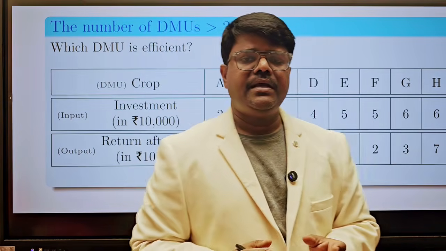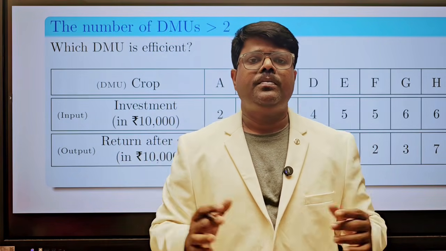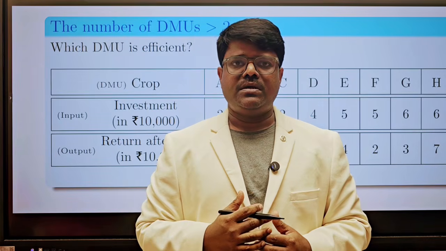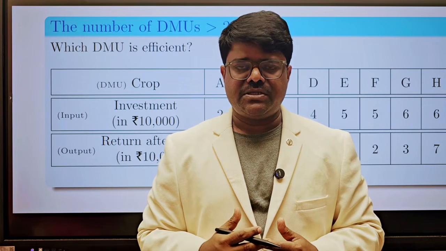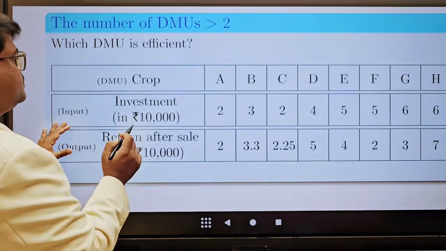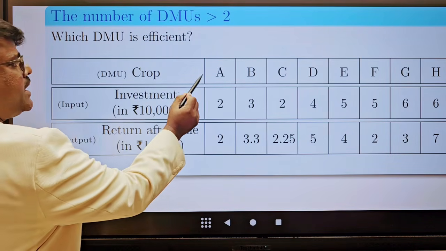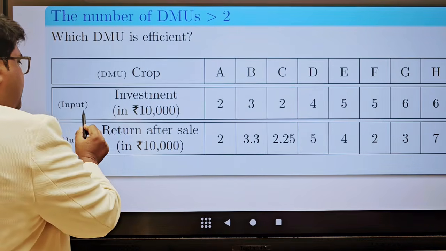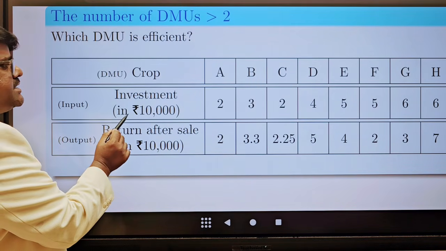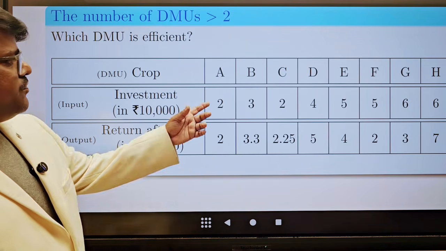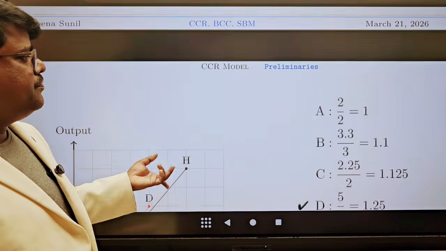Now I am taking more than 2 DMUs. Previously I had taken only 2 DMUs, beans and corn. I want to know which one is the best, but now I am taking more than 2. The DMUs are crops A, B, C, D, E, F, G, H. Input, that is investment, is in currency. Return after sale is also in currency. Therefore, now I will apply the formula.